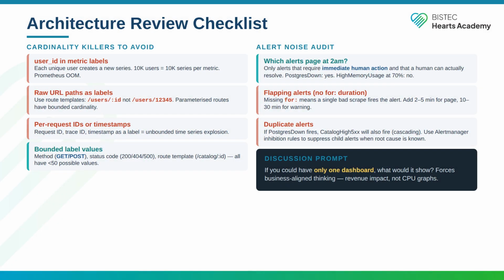Two topics belong in a peer architecture review: cardinality hygiene and alert noise. On cardinality, 4 patterns reliably cause cardinality explosions.